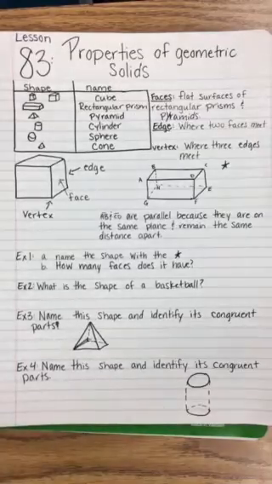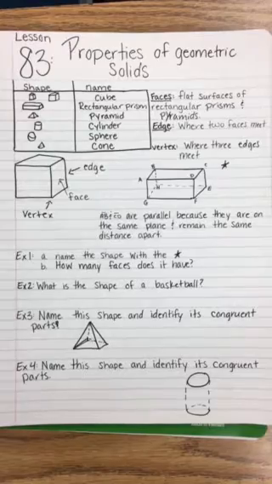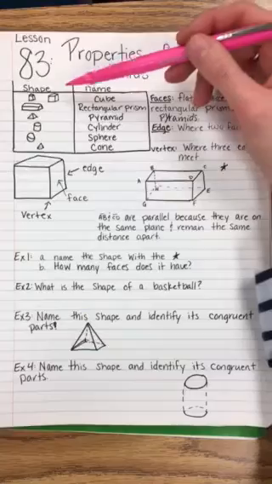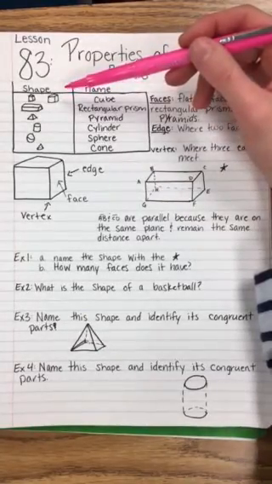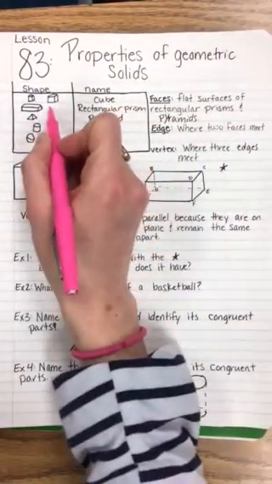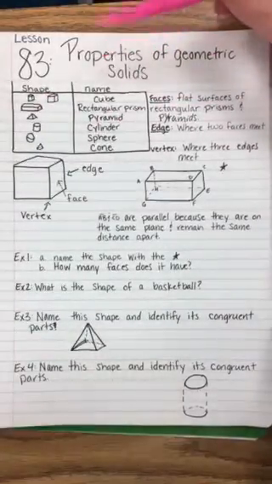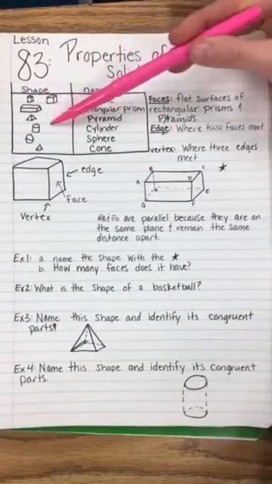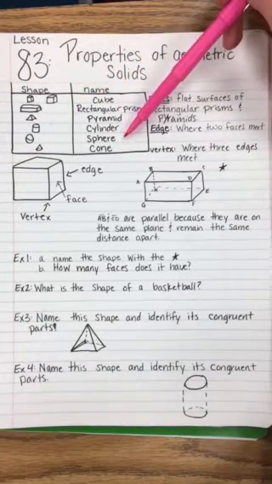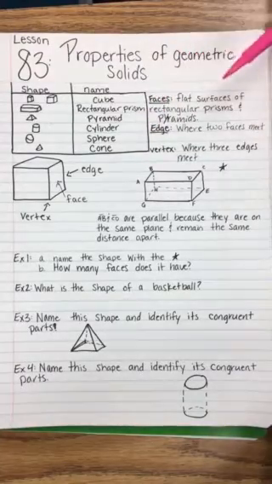All right, lesson 83, properties of geometric solids. You can see here that we've got some 3D shapes that you are going to draw. Look in your book on page 540 to see how to draw these shapes in 3D. Here we have a cube, a rectangular prism, a pyramid, a cylinder, which is like the shape of a can of soup, a sphere, like the globe, and a cone, like your party hat.